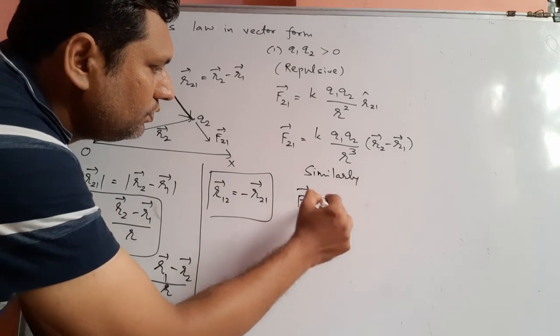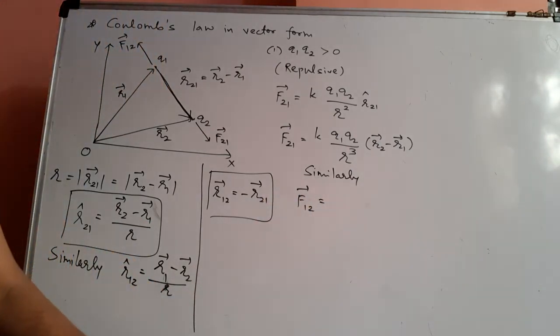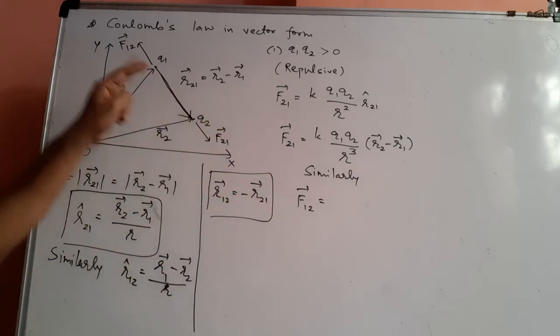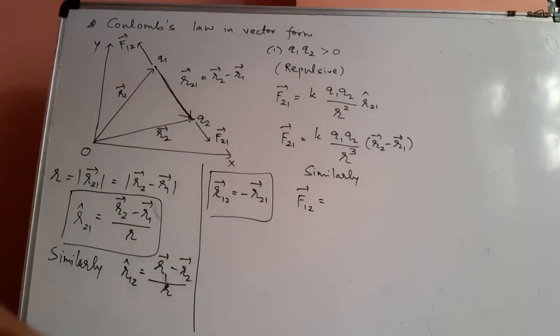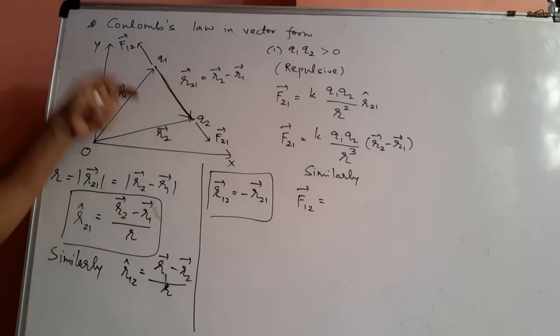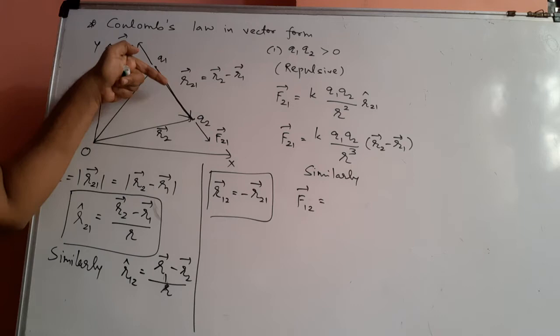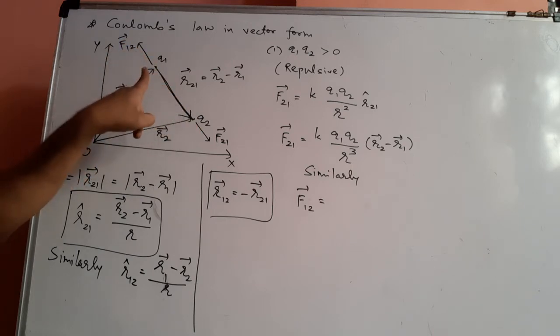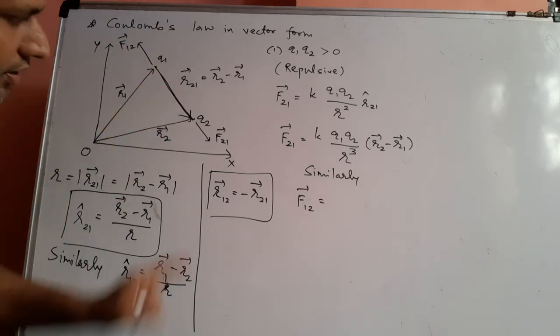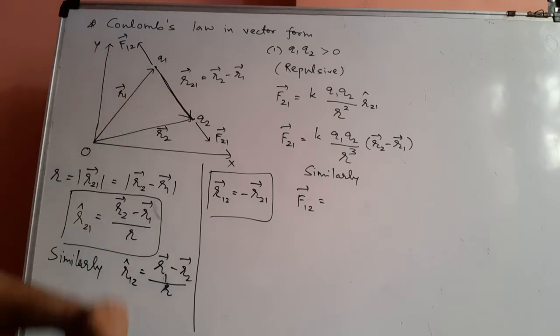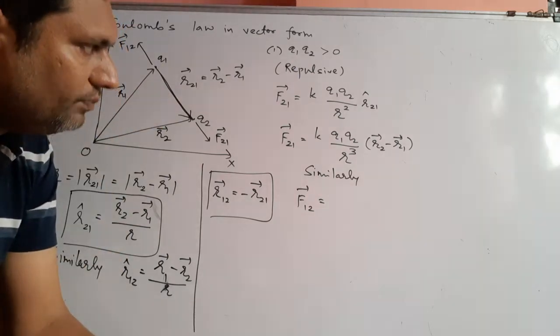Similarly, F12, this is force on 1 by 2. Ready? So obviously it is opposite to this R21, because R21 is directed in this direction. It is along the F21, but F12 is opposite to F21, so obviously this is in the opposite direction.